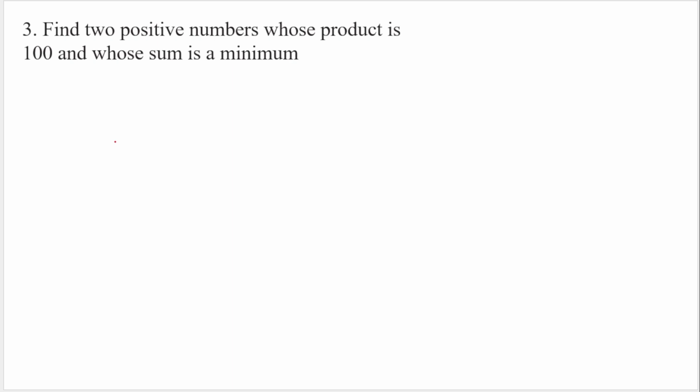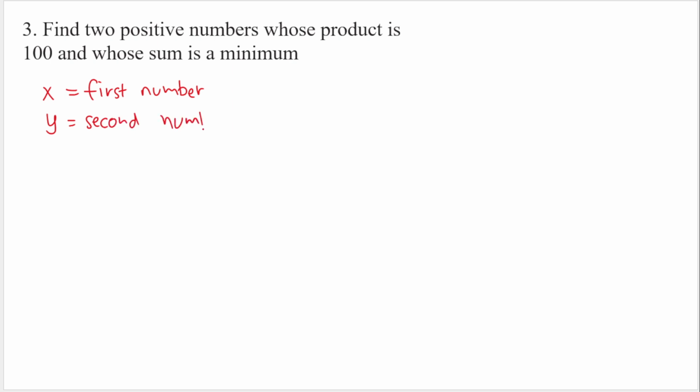of Calculus Early Transcendental. So the question is, find two positive numbers whose product is 100 and whose sum is a minimum. Okay, maybe let's give the two numbers a name first. Let's name the first number as x. So x is the first number. Okay, and then I will name the second number y. So y is the second number.